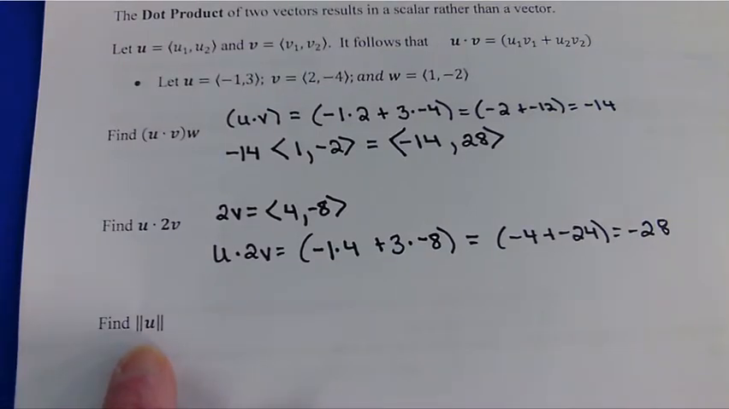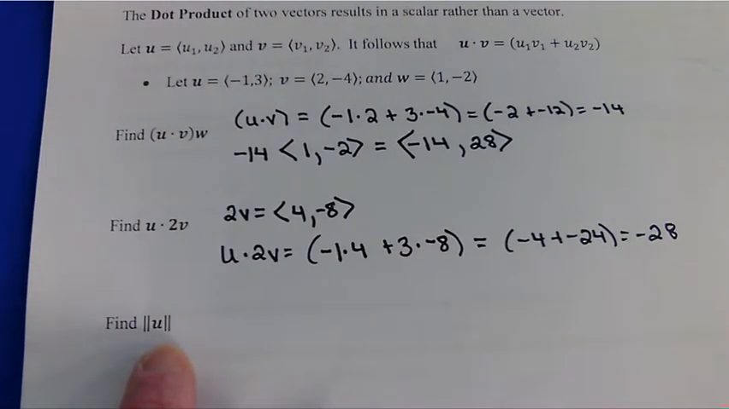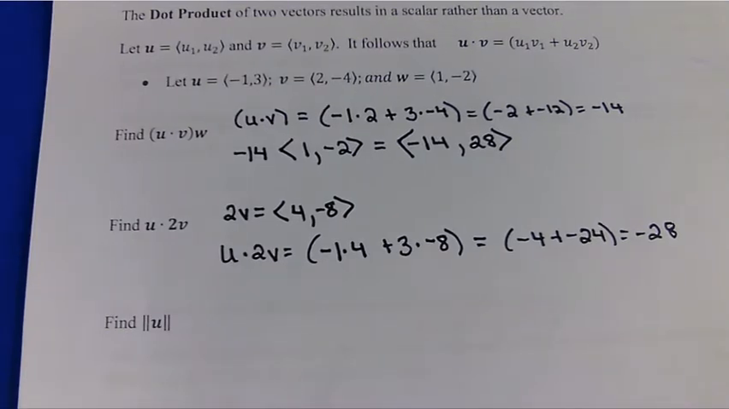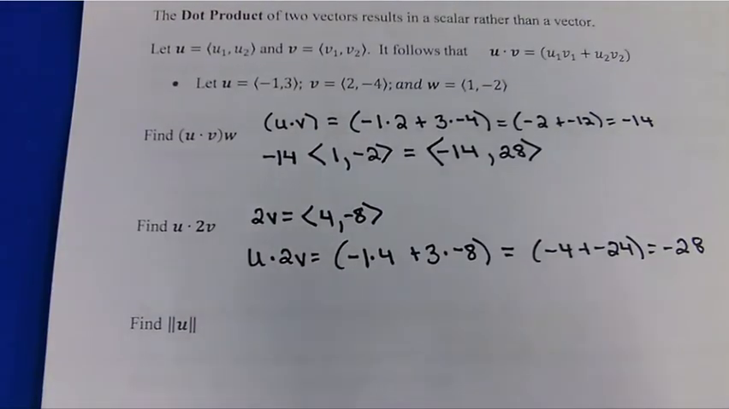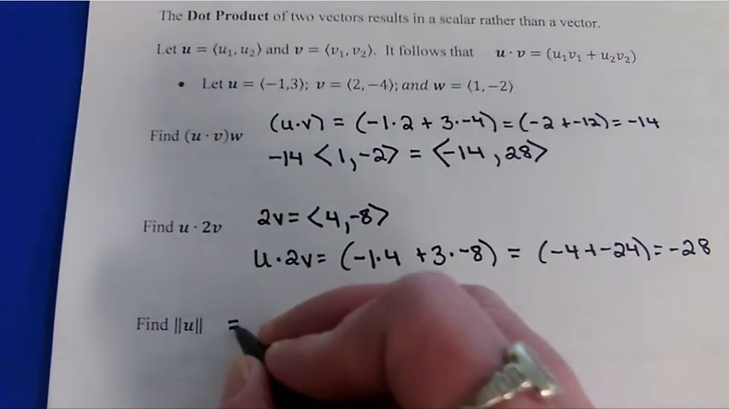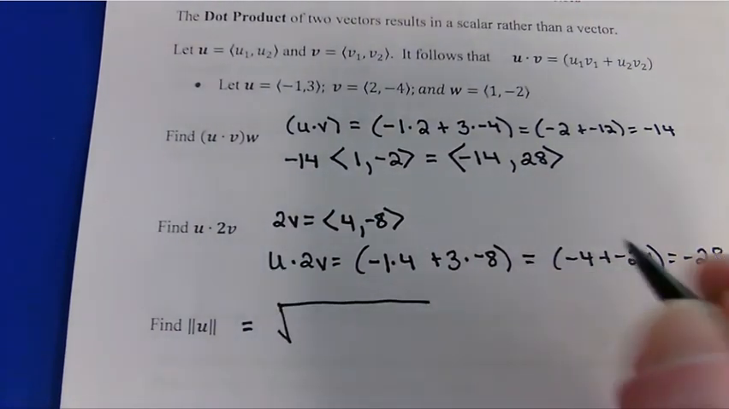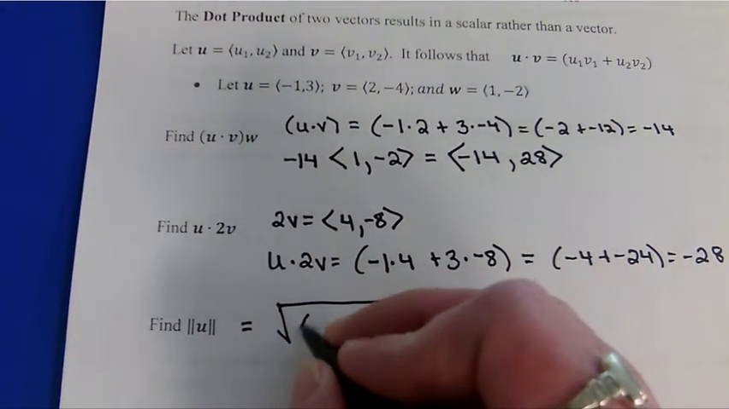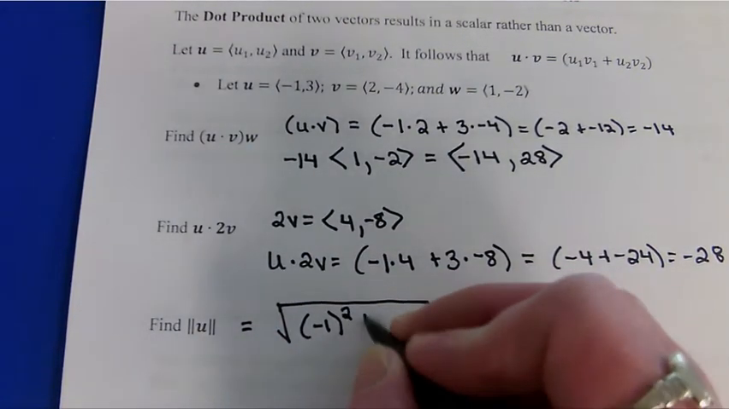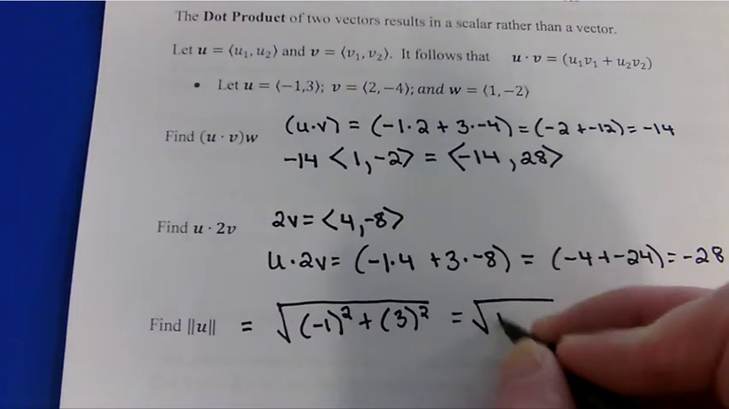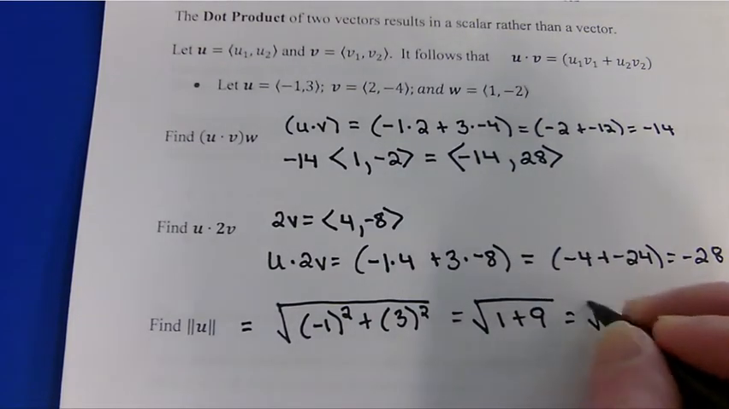Let's remind ourselves, what does this mean we're finding? Well, that means I am finding the magnitude. And we're just reviewing that because we'll be using that in just a little bit. Now, the magnitude is where you use Pythagorean theorem, basically, or distance formula. It's the square root of the x component squared plus the y component squared. So that's going to give me the square root of 1 plus 9, and that's the square root of 10.